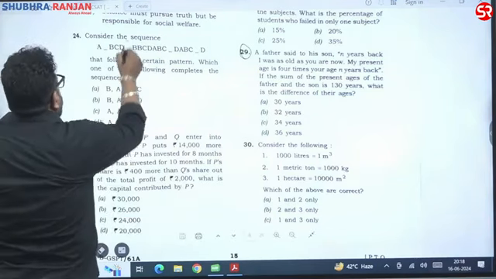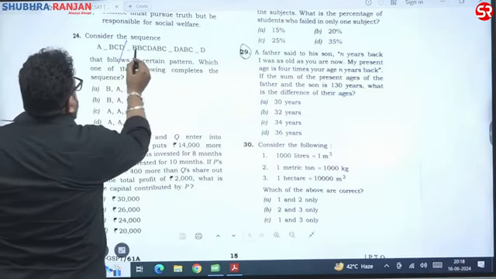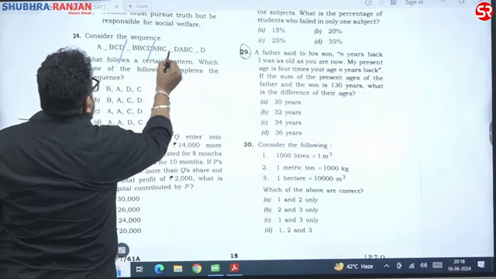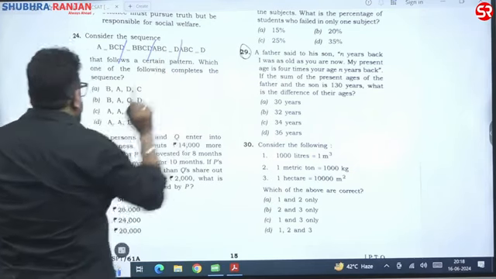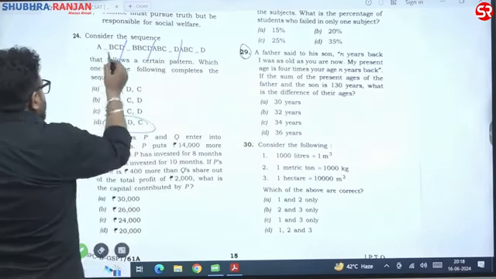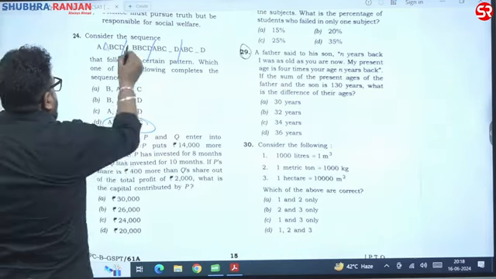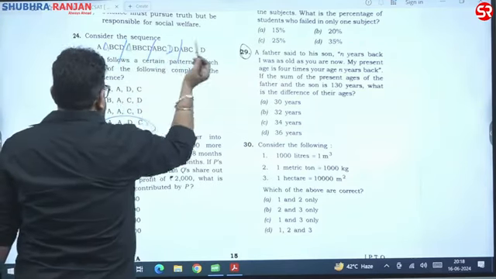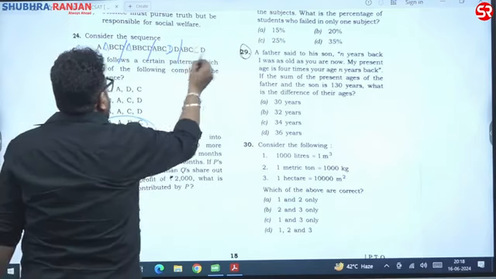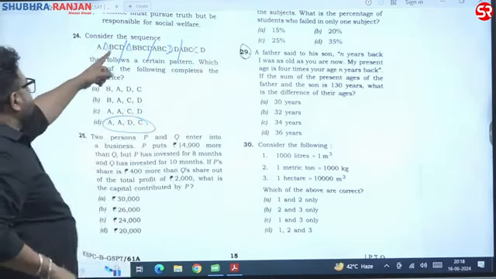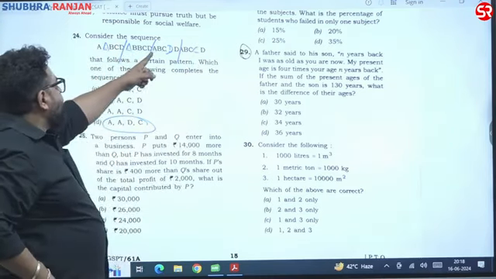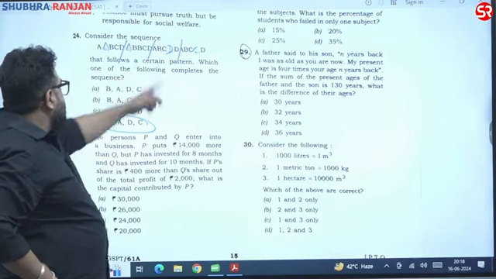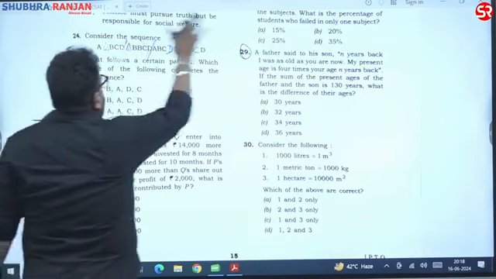This is one question: 1, 2, 3, 4, 5. 1, 2, 3, 4, 5. And if you put this value, see, A, B, C, D, A, B, B, C, D, A, B. No, this is not going, guys. So just check out again.